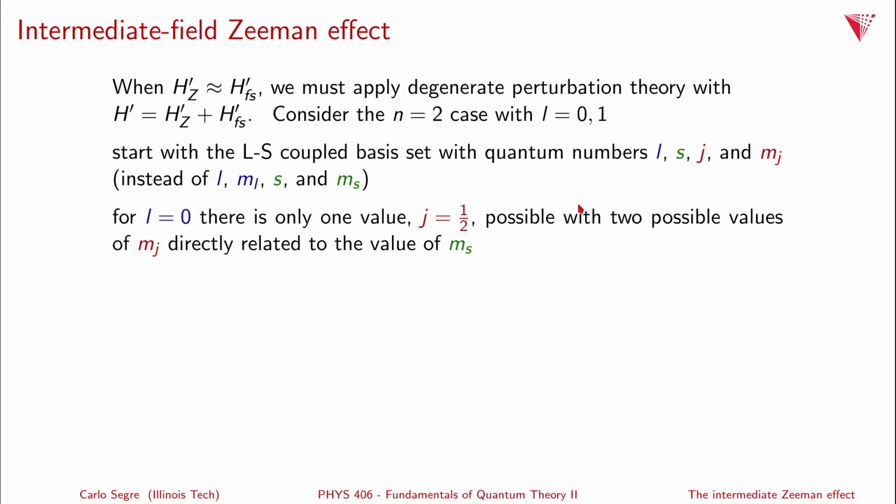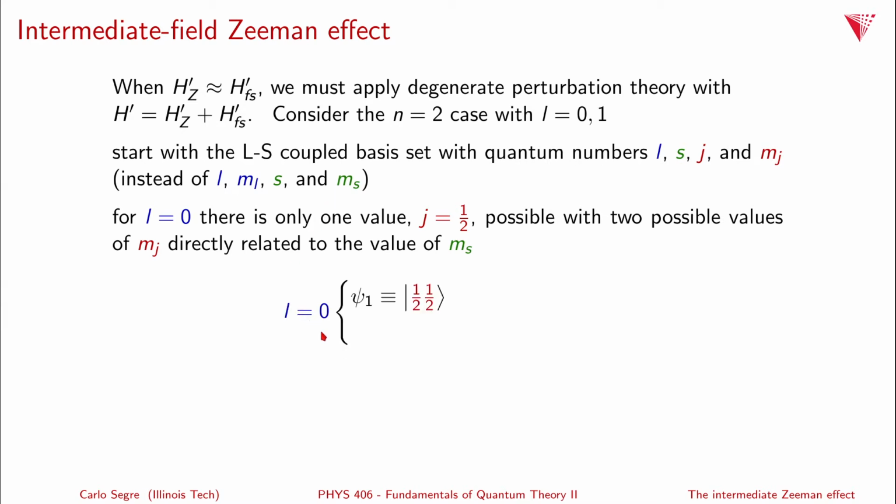In that case, for L equals 0, there's only one value of J, which is equal to 1/2. And there are two possible values of M sub J, plus or minus 1/2, which are directly related to the value of M sub S. So what I'm interested in doing is taking this state that is in L, S, J, and M sub J and breaking it up into the states with good quantum numbers L, M sub L, S, and M sub S. And I can write that down very simply.